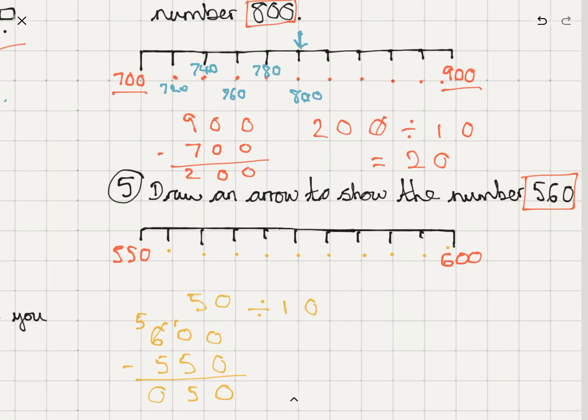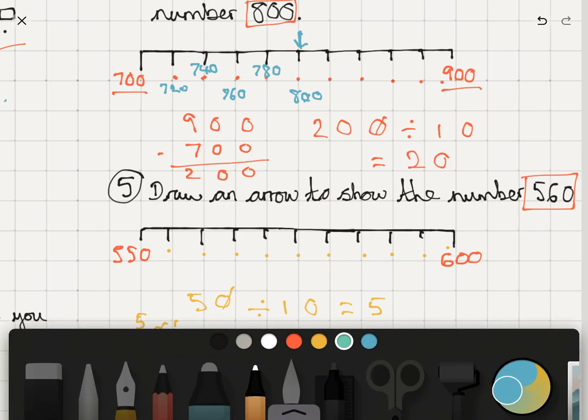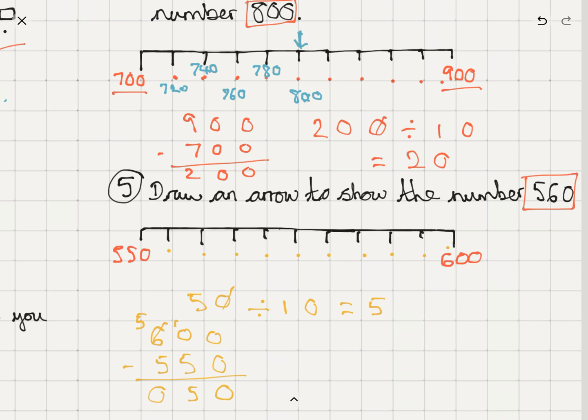So we're going to do 50 divided by 10. So again, we know we divide by 10, we take the end off. So it's 5. So each one of these dots, we're going to add 5 on from the one before. Okay, so that's going to be 555, 560. So our arrow should go there. Okay, well done if you got that correct. I know it's tricky, but we shall continue practicing.